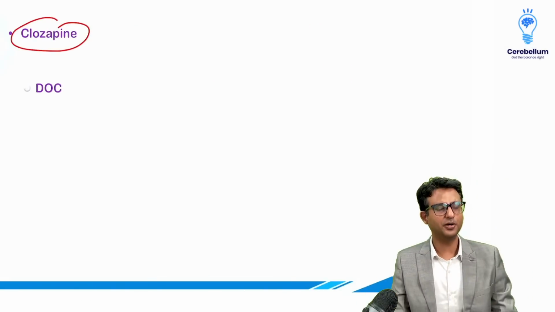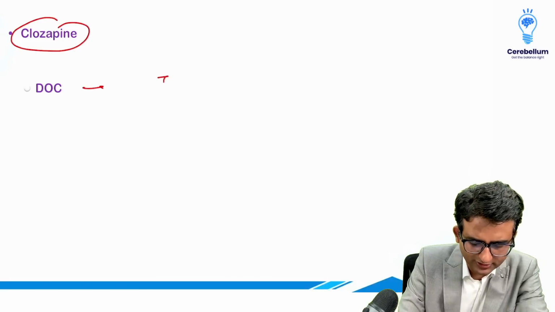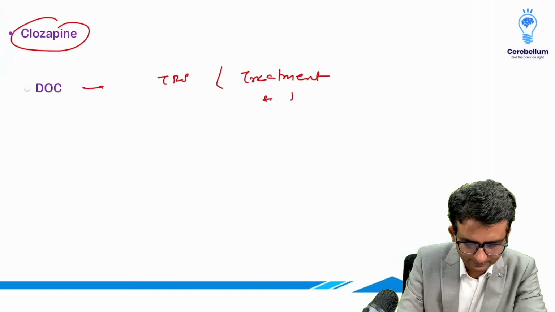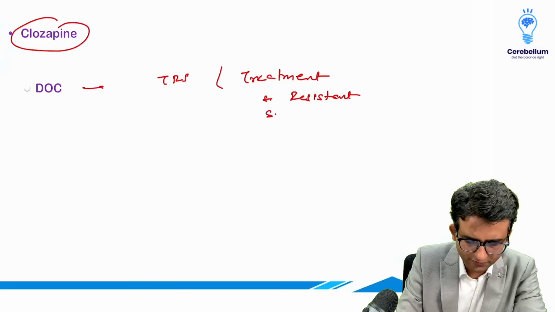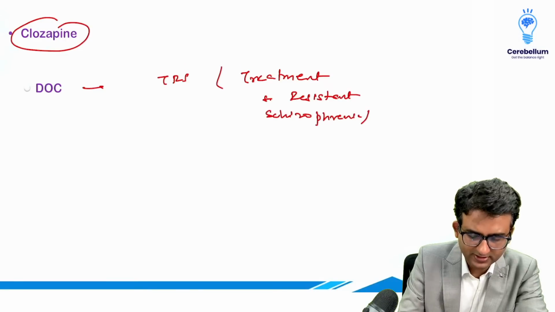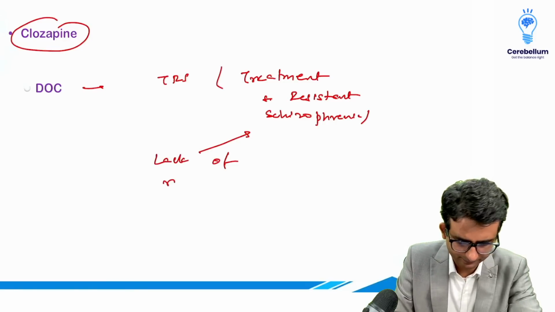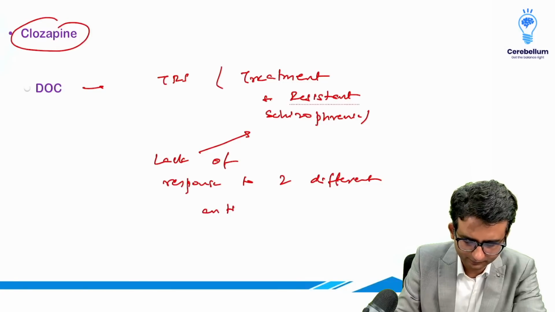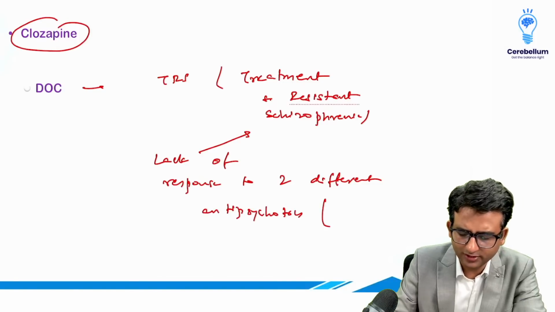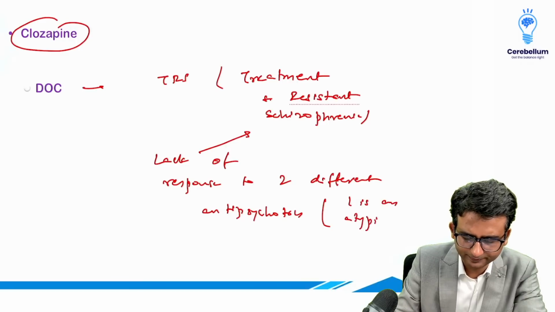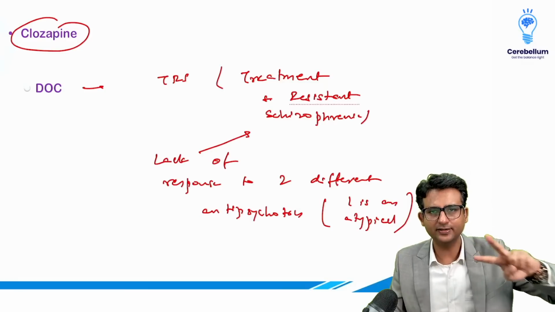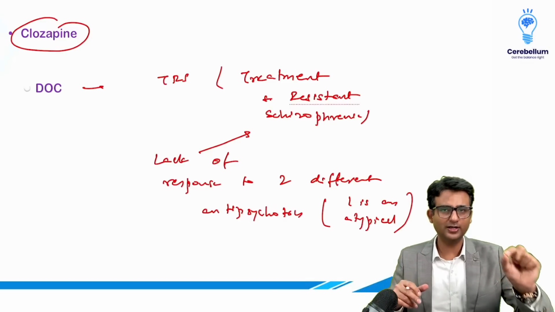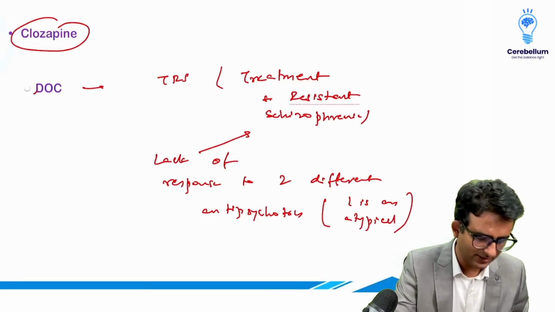Clozapine. Now, clozapine is a very important antipsychotic because it is a drug of choice for TRS. TRS क्या होता है? It is treatment resistant schizophrenia. Basically, lack of response to two different antipsychotics, usually out of which one is an atypical antipsychotic. You gave first antipsychotic, did not improve. You gave second antipsychotic, still did not improve. And out of these two, one is an atypical antipsychotic. In this case, drug of choice is clozapine.